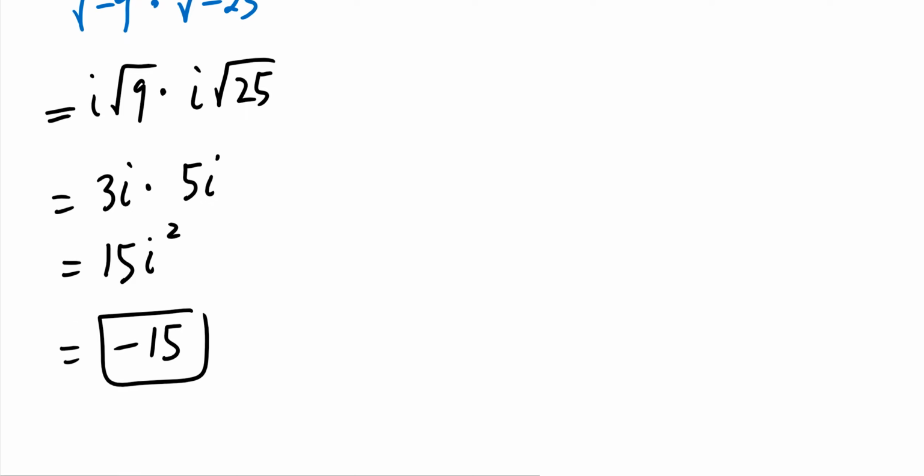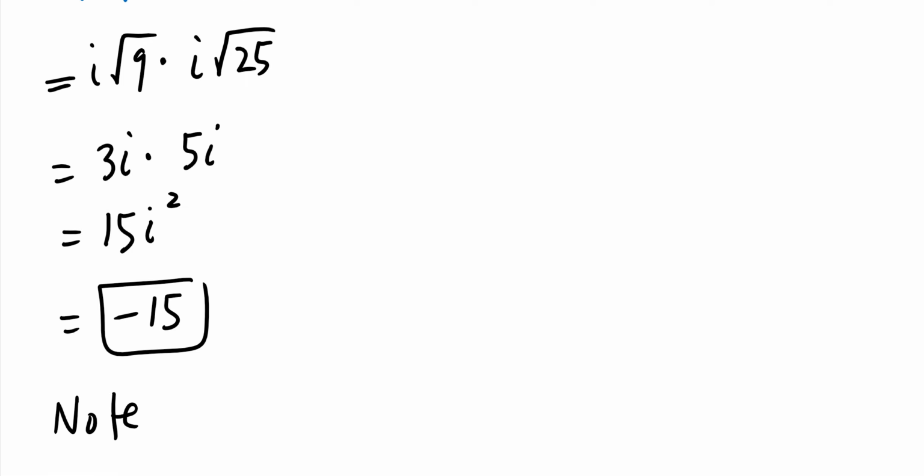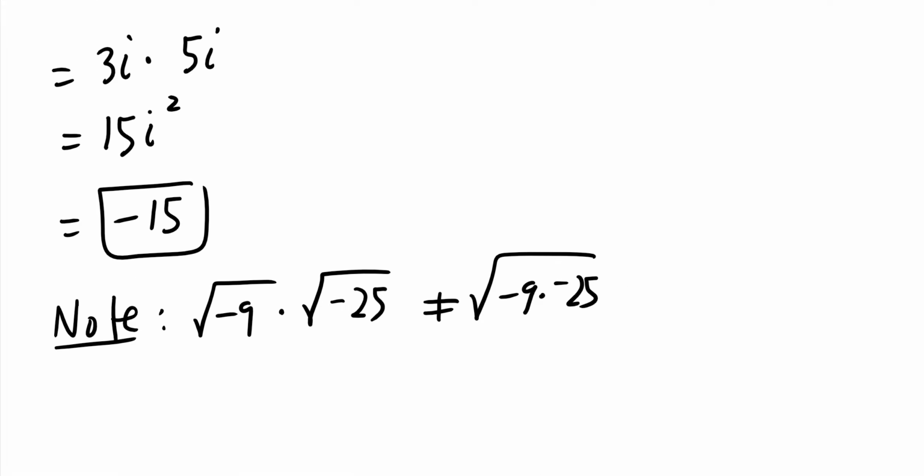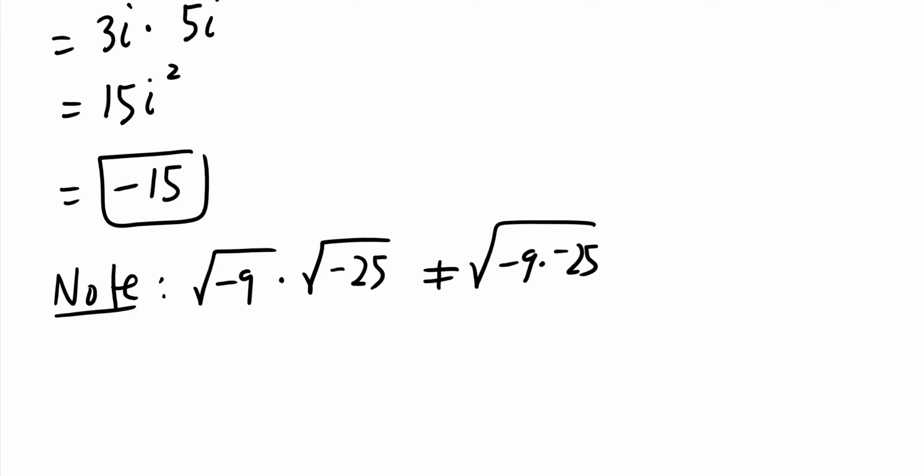So note, I'm going to write it as a note here. If you have negative 9 times square root of negative 25, this does not equal negative 9 times negative 25. You will get a different answer. These are totally different things. So that's a false introduction or false process or step.